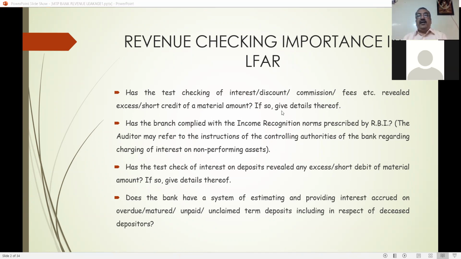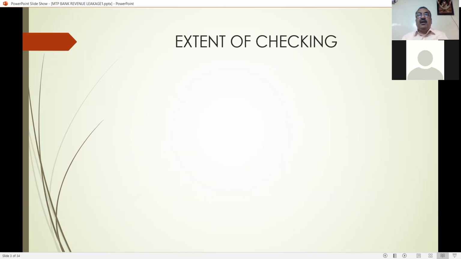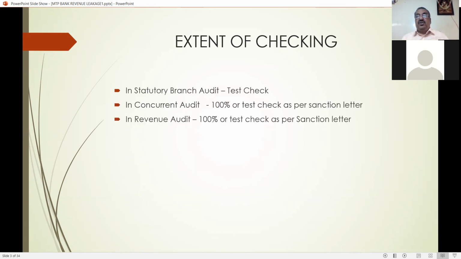So point number 1 is directly related to advances. Point number 2 is the NPA classification. Point number 3 is the checking of interest on deposits. And the fourth one is the overdue, unclaimed deposits. That is, the deposit is there, it was overdue and nothing is being paid. How to calculate the interest, whether the branch has followed the head office norms or not, that you have to report. So it's very clear. It's on a test checking basis that you have to do it. In statutory audit, it's a test check. In concurrent audit or revenue audit, you have to do the interest checking as per the sanction letter 100%.